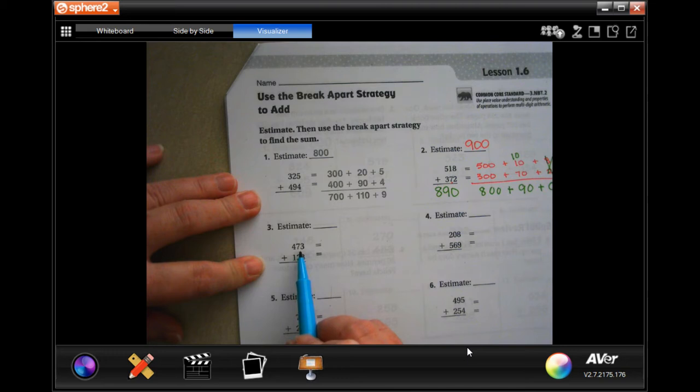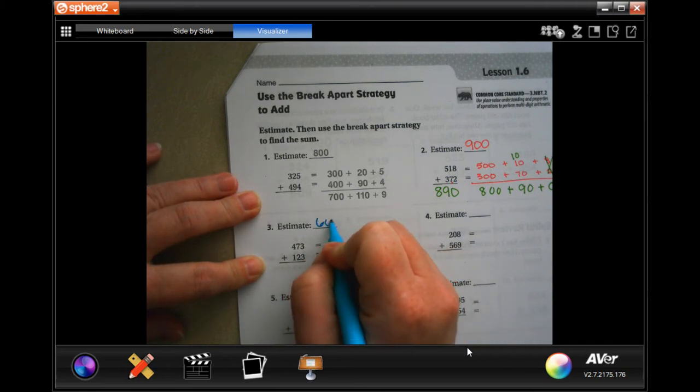Let's estimate. 473, that's going to round to about 500. 123, that's going to round to about 100. So 500 plus 100, well, that's 600.